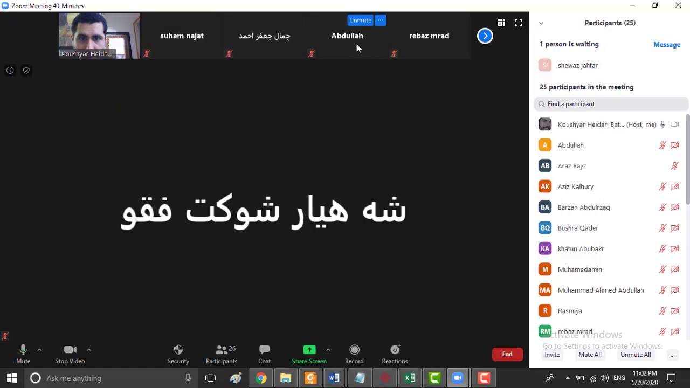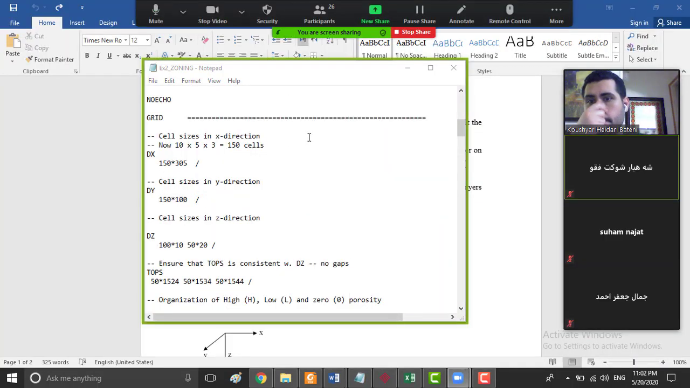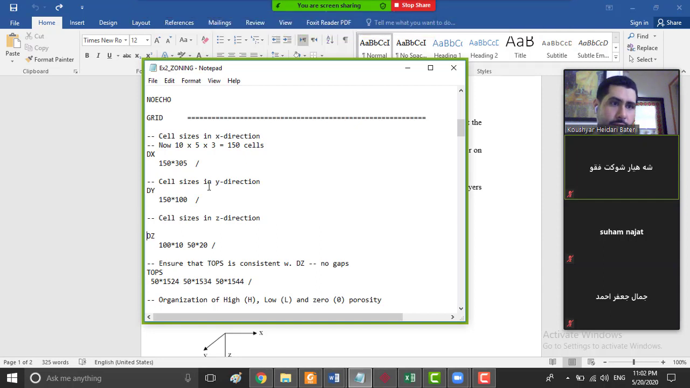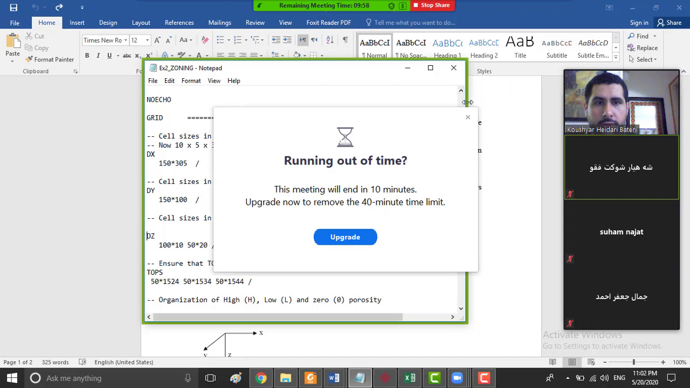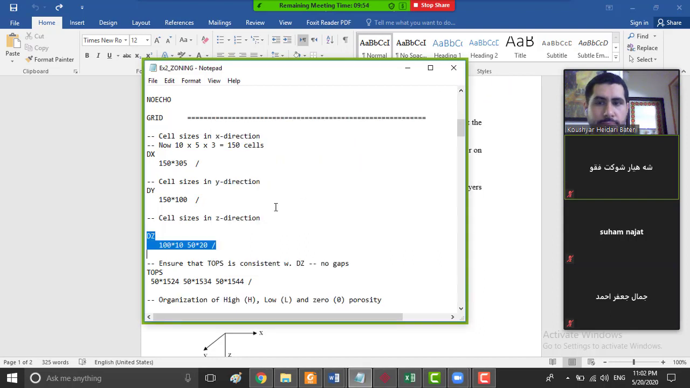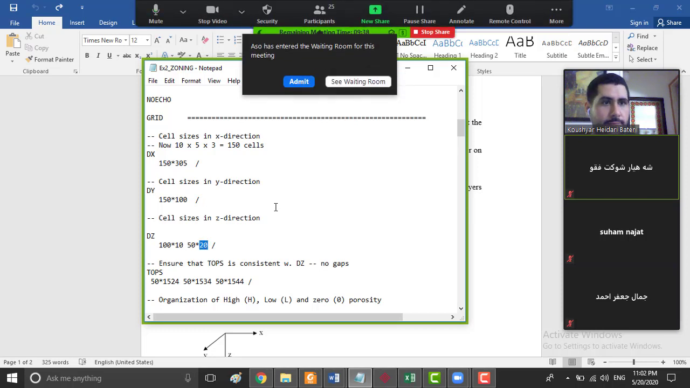Let me change the screen. Now, look. Guys, please pay attention and look at the screen. Now here I said this. I was writing dz equal to blah blah blah. And I said for the first 100 cells dz is equal to 10, and for the next 50 cells the dz is equal to 20.